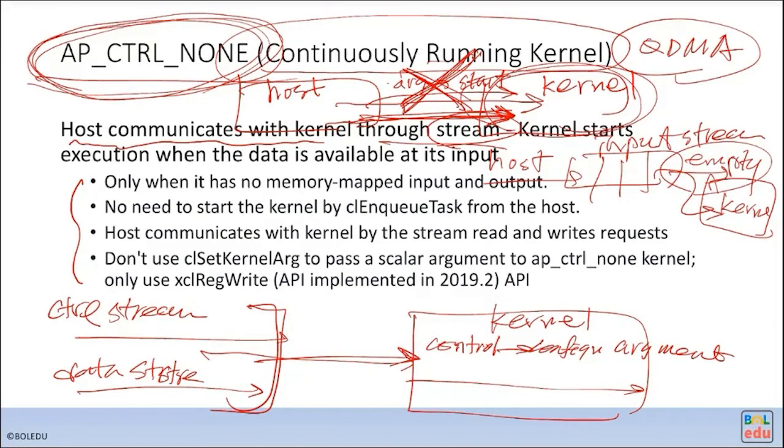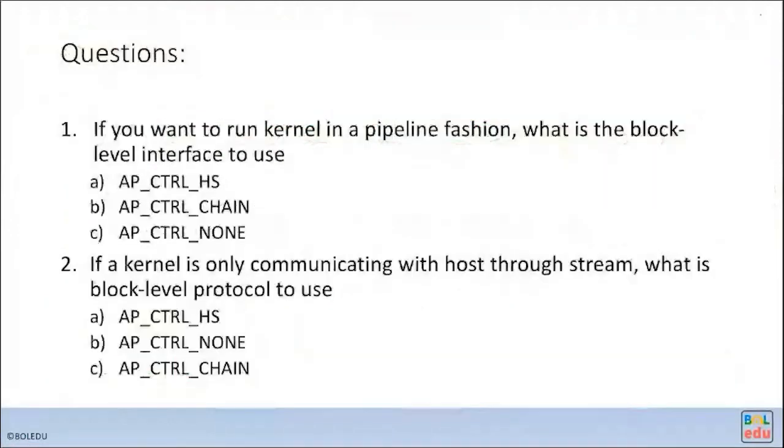Okay, I have the following two simple questions. After the questions, we may break for 10 minutes. First question: if you want to run the kernel in a pipeline fashion, what is the block-level protocol to use? I think everybody can answer this. Second question: if a kernel is only communicating with the host through stream, what is the block-level protocol to use? Yeah, control none.